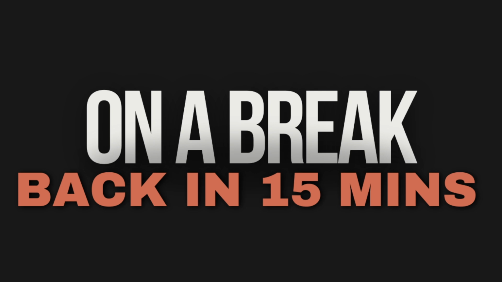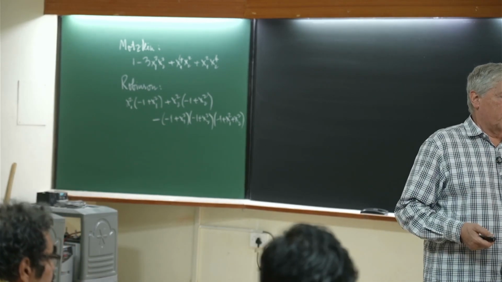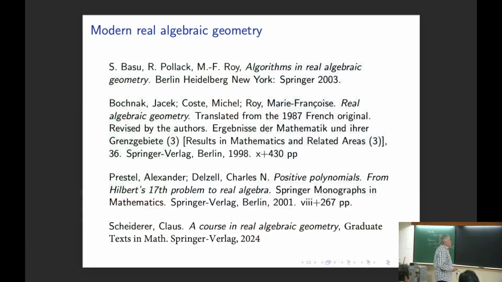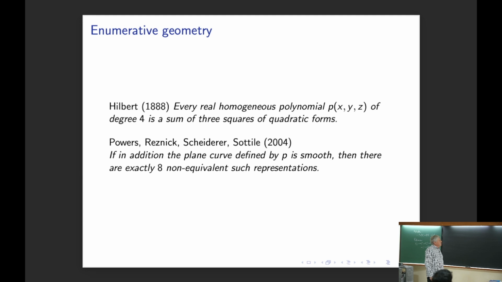Welcome back. So you had a glimpse of real algebraic geometry and how the spectral theorem goes back and improves a little the conclusions. There are now just a few examples to finish. Good curves where every regular element is a sum of squares. I'll not go into this detail, just for your information. And the enumerative geometry side, starting with Hilbert, is still very active. There are people who care how many different representations a respective polynomial has and so on.